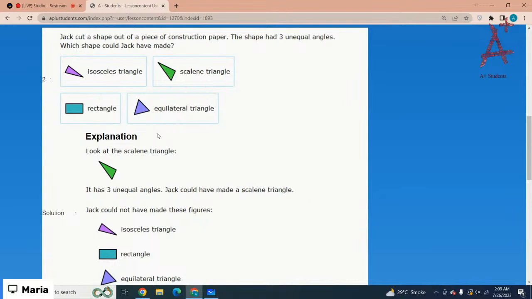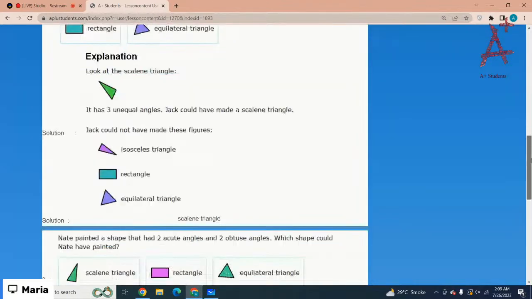The unequal angles are in the scalene triangle. Got it? Because you can see one of them is an isosceles triangle, then the equilateral triangle has all three angles equal in measure. Then isosceles has two equal angles, so scalene has all three angles unequal. That means the correct option is scalene triangle. Jack could have made the scalene triangle, right?